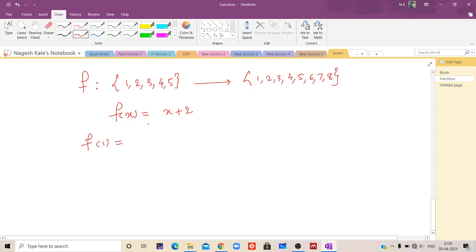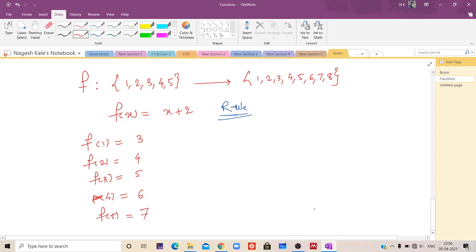So if I put x equal to 1, then f of 1 is 3, right? If I put x equal to 2, then f of 2 is equal to 4. If I put x equal to 3, f of 3 will be 3 plus 2, that is 5, right? Similarly, what is f of 4? f of 4 is nothing but 4 plus 2, that is 6, because that is the rule given to me. This is the rule of my function, and I have to work with this rule. And what is f of 5? f of 5 is nothing but 5 plus 2, 7, right?